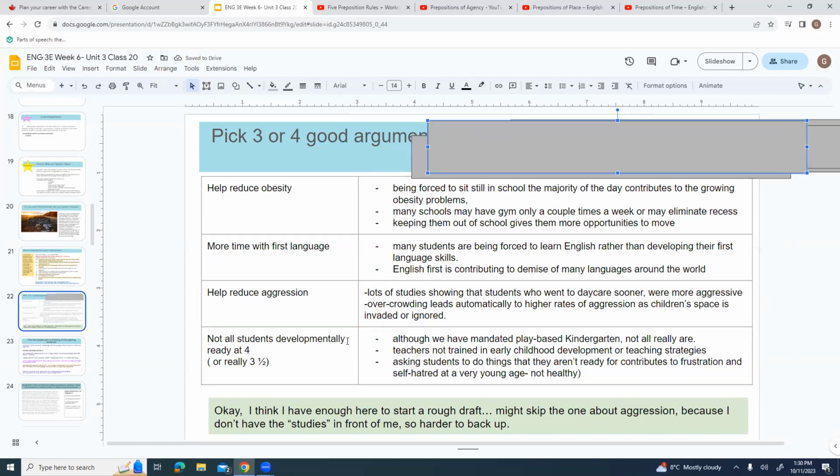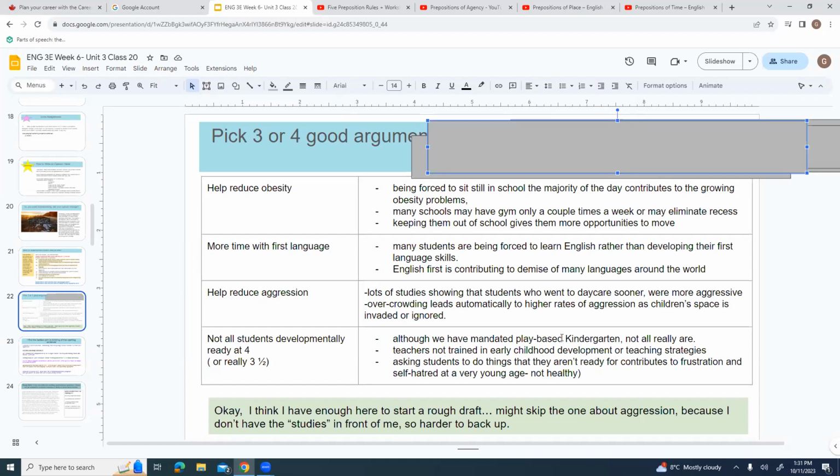I might use it. We'll think about it. Not all students are developmentally ready at 4 or 3.5. Although we've mandated or said that kindergartens have to be play-based in Ontario, not all of them really are. Part of that is because there's some confusion over what play-based kindergarten means. Teachers aren't trained in early childhood development. That's covered by early childhood education. And it really is a different thing, teaching 3-year-olds versus 6-year-olds. There's all sorts of information on early childhood development that just isn't taught to teachers because it's just not considered relevant.